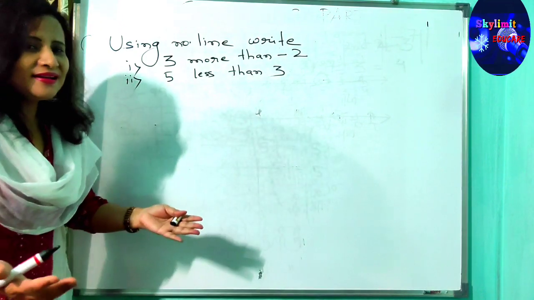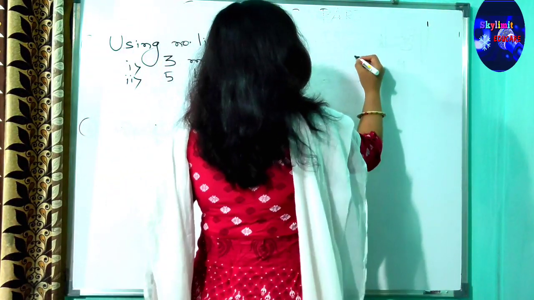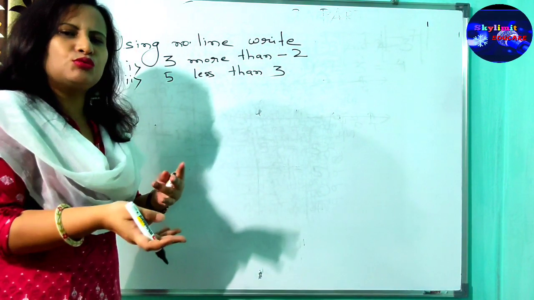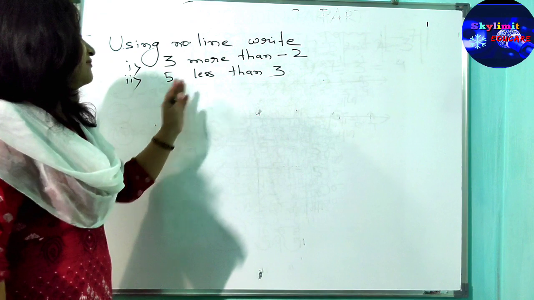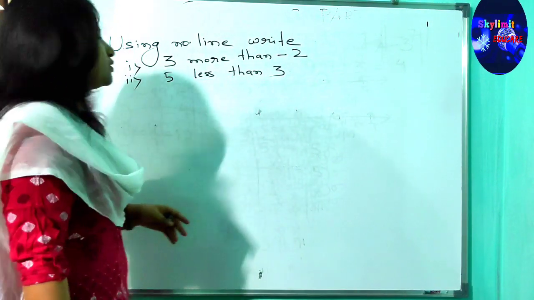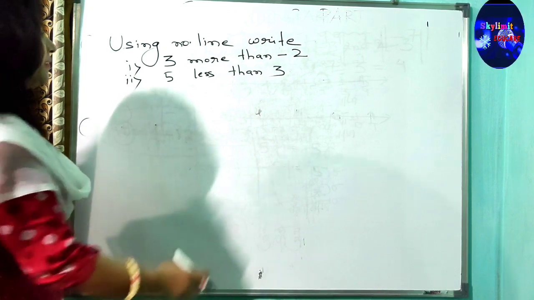You have read 3 more than 2 in your lower classes. 3 more than 2 is 3 plus 2, 5. 5 less than 3 is 3 minus 5. Like that you have read already. Yes or no? So how will you solve it on a number line?